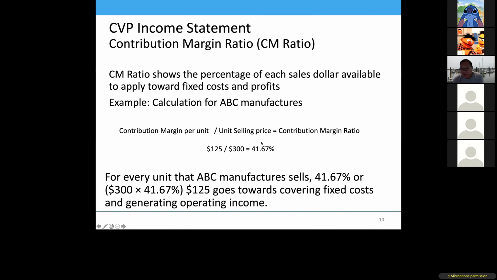Okay. And you're going to see why this contribution margin ratio is useful. So what does this mean conceptually? Conceptually, for every $1 of sales you receive, how much of that $1 is used to cover the fixed cost and earn profit? That's what this contribution margin ratio means. In this case, for every $1 you receive, 42 cents will be used to cover the fixed cost and to make profit.